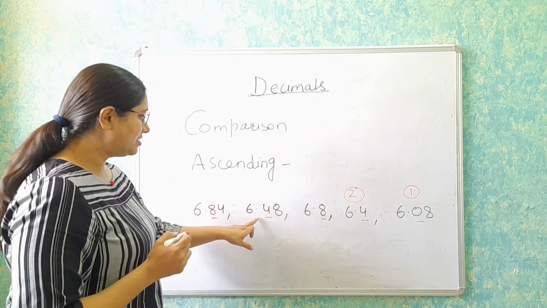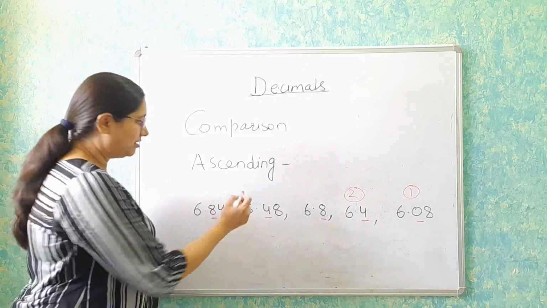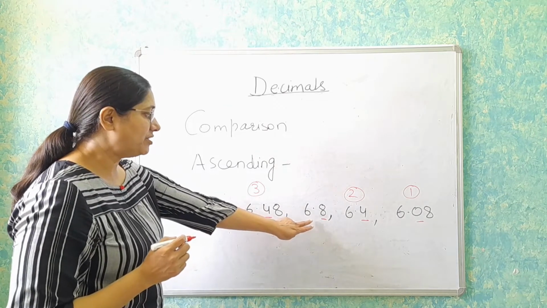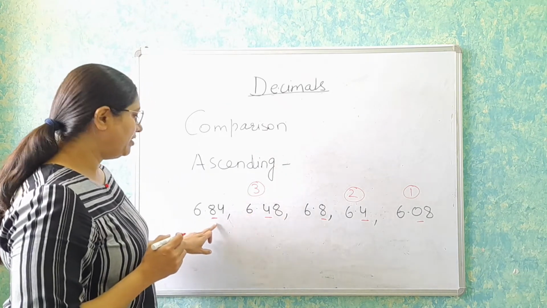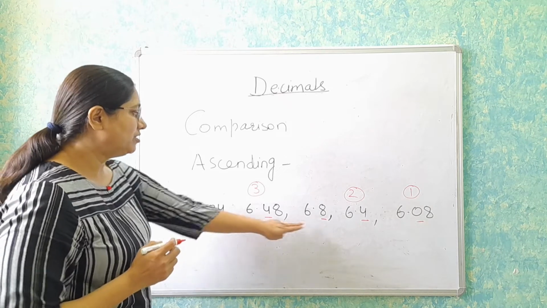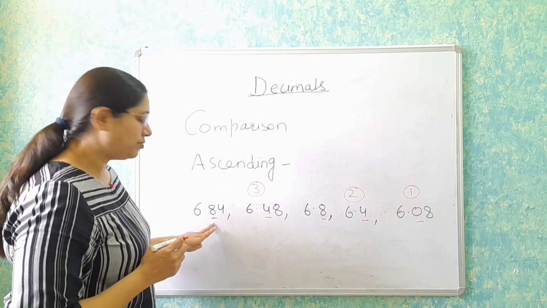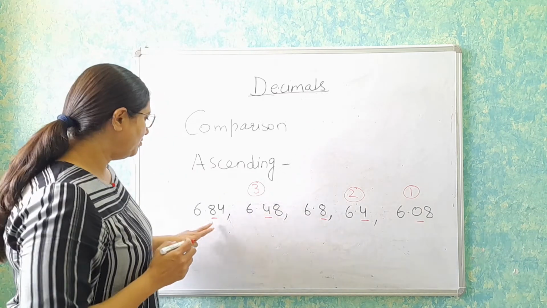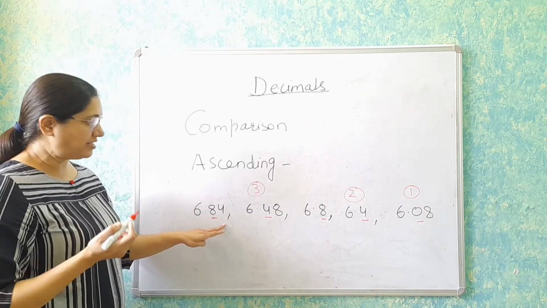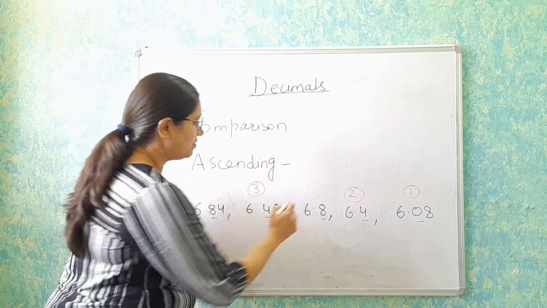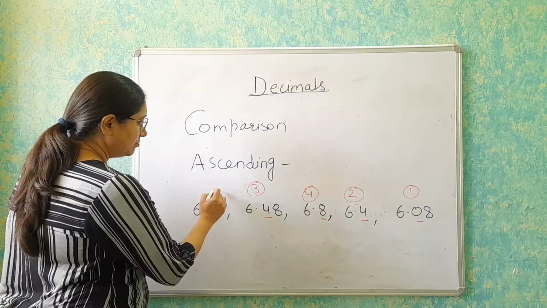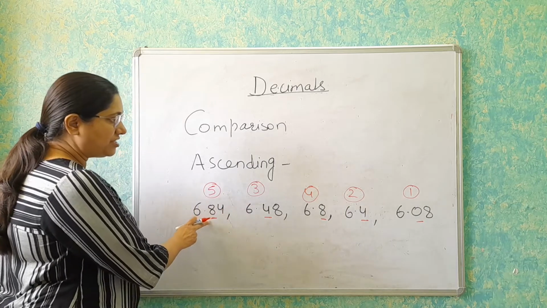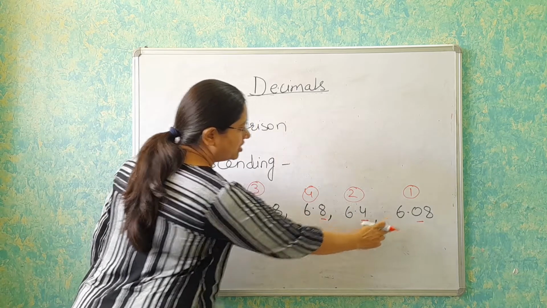Then we can say 6.48 will be the third number. And now we have to compare between 6.8 and 6.84. See, both the numbers have 8 at tenth position, but this number has no number on hundredth position, but it has 4 at hundredth position. So we can say this will be the fourth number and this will be the fifth number. So this is the greatest number and this is the smallest number.